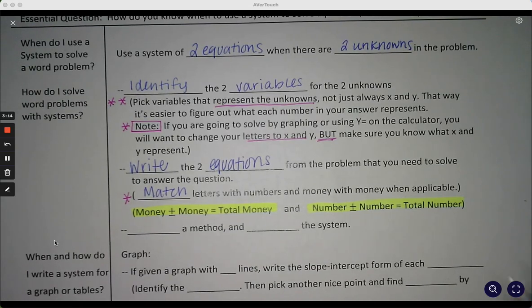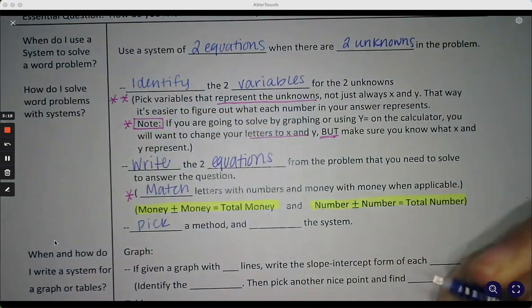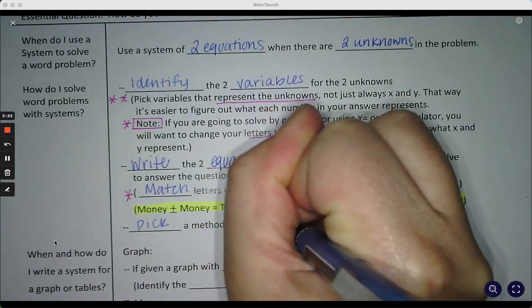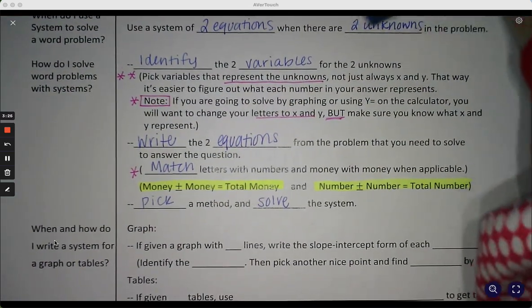After we match and write our equations, we're going to pick a method and solve the system. Okay, today we're just going to focus on writing them, but we're not going to solve them just yet.